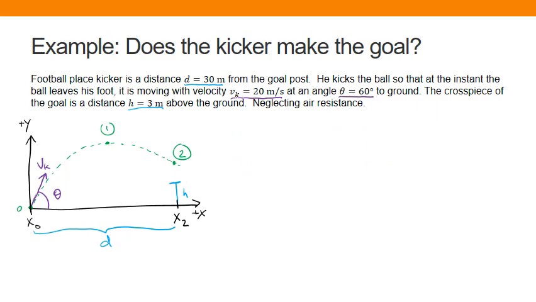Now I was given an initial velocity, and I always know I'm going to have to break up my initial velocity into the horizontal component, which I'll call vkx, and the vertical component, which I'll call vky. And using my trig identities, I can see that vkx is going to be vk, 20 meters per second, times the cosine of my angle. That's an important equation. I'll want to mark that.